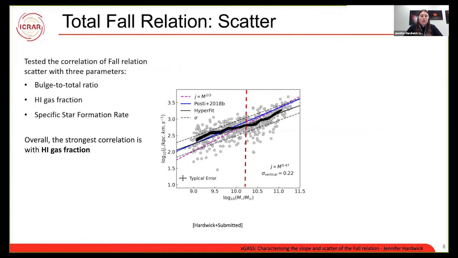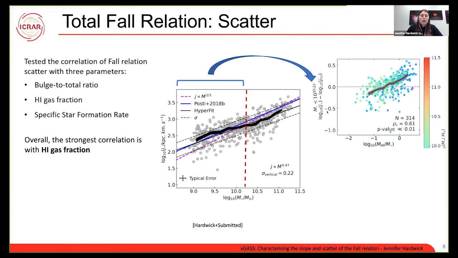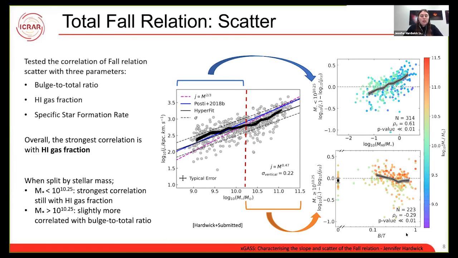However, if we split our full relation into two sections, so below 10 to the 10.25, this here is the vertical offset against the HI gas fraction. We found the strongest correlation with HI gas fraction at low stellar masses, but at high stellar masses, bulge to total ratio is now slightly more correlated with the scatter in the relation than HI gas fraction is.